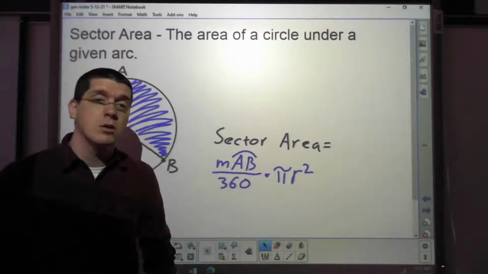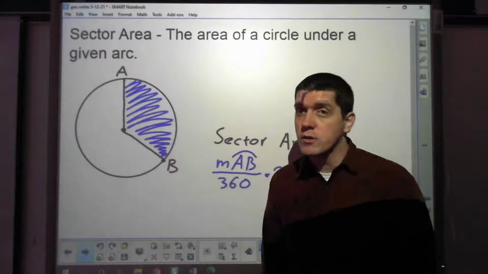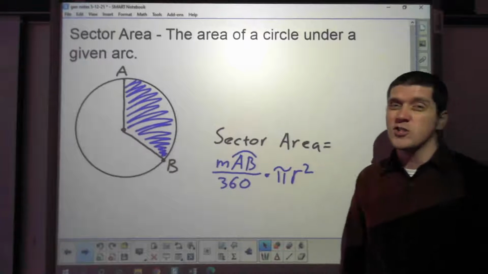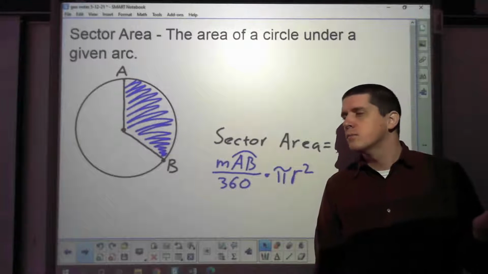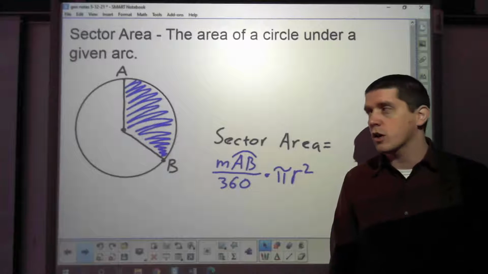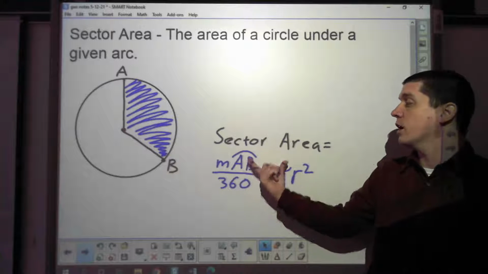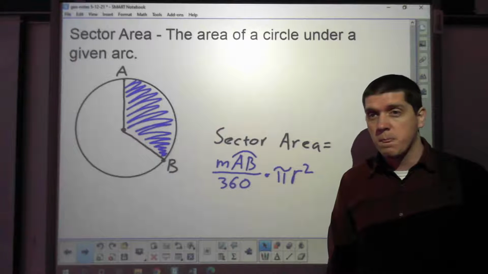So make sure, because the problems are even going to look similar on tonight's homework, that you're always reading those directions. You know, the things that tell you what to do. They're kind of a big deal. So make sure that you are always reading those directions to know, hey, I'm being asked to find sector area. I need to use the sector area formula.